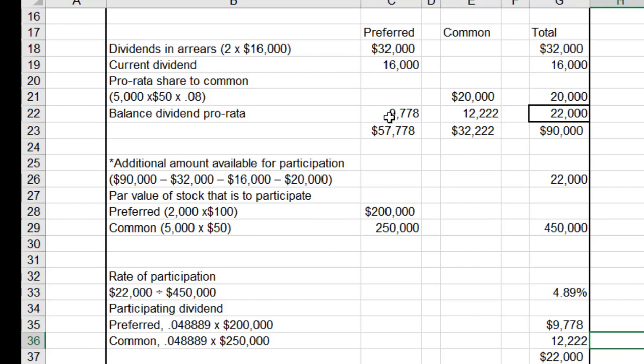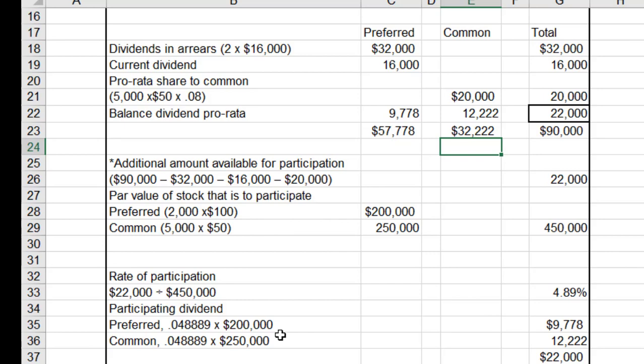Altogether, that's the 9,788 plus the dividends to the preferred stockholders in arrears, plus the current year dividends. It's 57,778 that is going to go to the preferred stockholders. And then the common stockholders, we initially give them the amount that they're due to treat them the same as preferred stockholders, plus their share of the extra amount. In total, they get 32,222. When you add those two up, you get 90,000, and that's how you would split it up between the two.